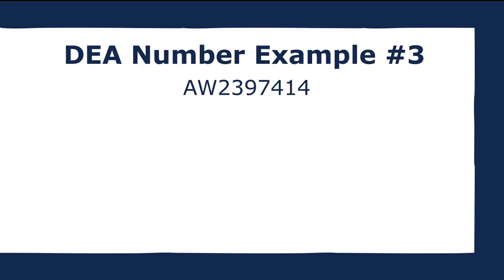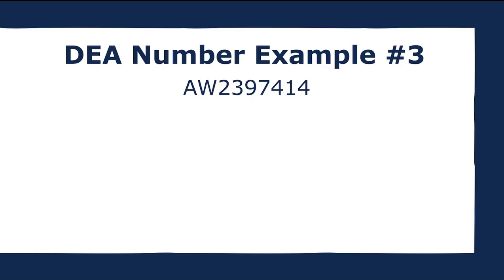Going on to our third example, I have AW2397414. So I have A, I know that they are a doctor, and W would be the first initial of their last name.